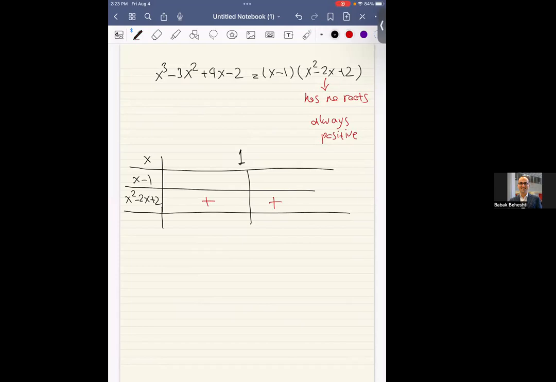However, this first factor is 0 when x is 1. It's positive when x is greater than 1, negative when x is less than 1. So it means altogether, the sign of the whole thing is positive here, negative here, and it's 0 at this. So because we are looking for positive solutions, that means the domain is x greater than or equal to 1.